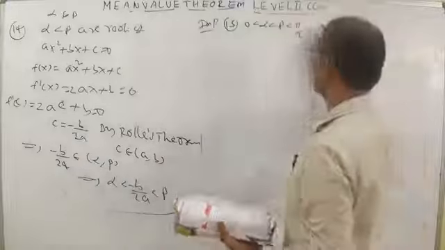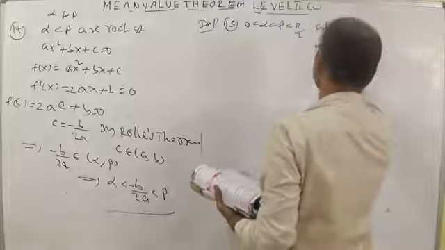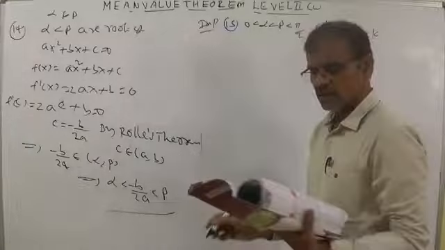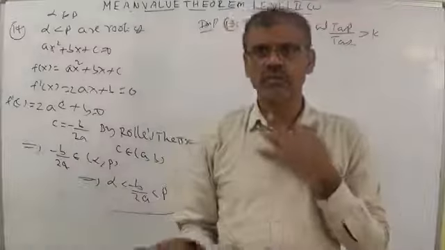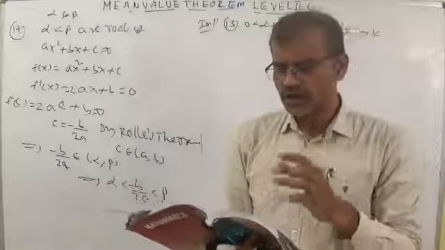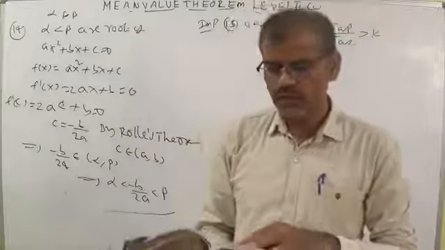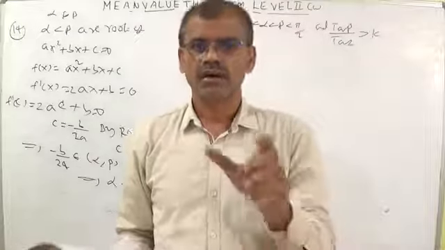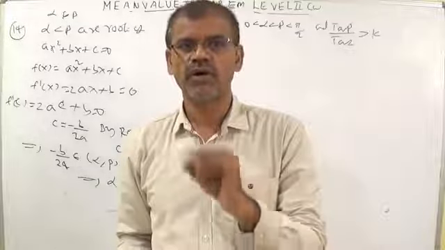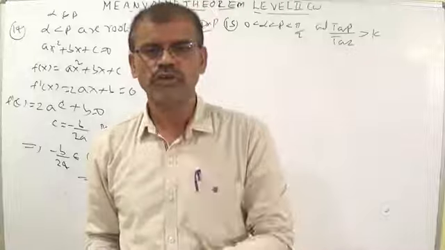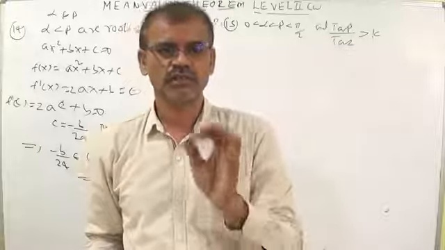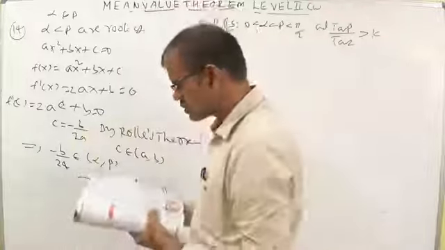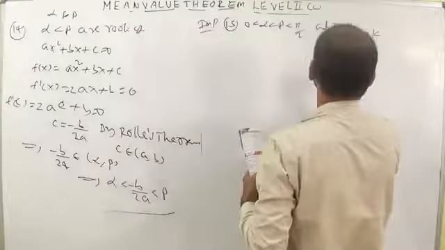And tan beta by tan alpha. The condition he has given is tan beta by tan alpha greater than k. Then what is the value of k? According to the trigonometric function, he has given that 0 less than alpha less than beta less than pi by 2. Meaning alpha and beta lie between 0 and pi by 2. Meaning the trigonometric functions are in the first quadrant. So there is no question of thinking about negatives. Everything is positive.